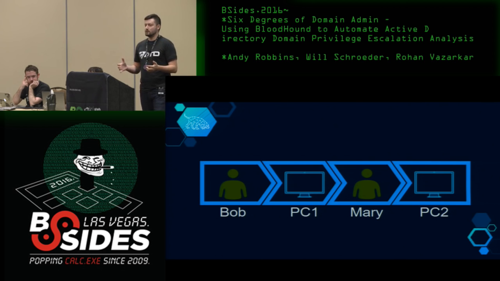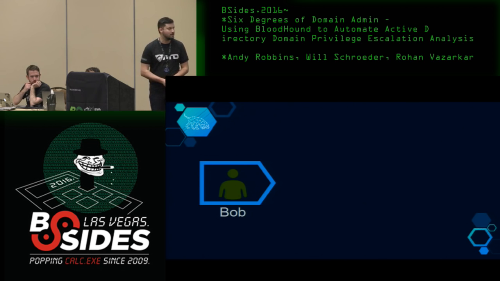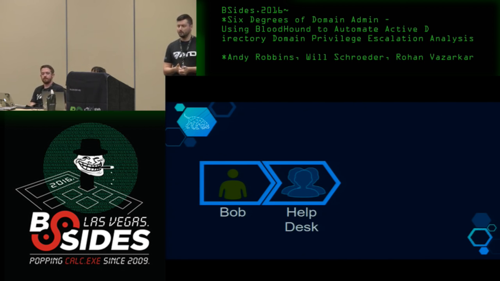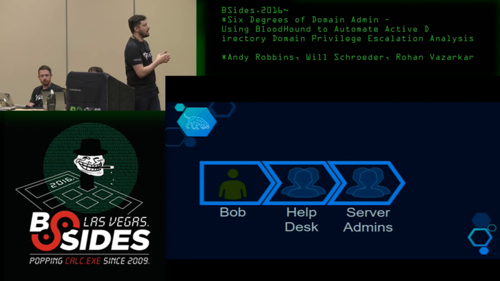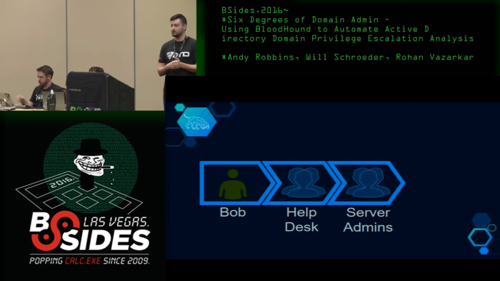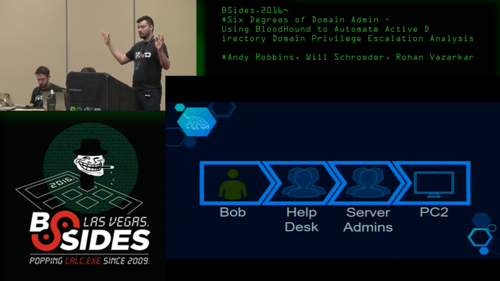Another way that this can happen is through security group delegation in Active Directory. So let's say that Bob is a member of a group called Help Desk. Let's say that Help Desk doesn't have any privileges in the environment. However, Help Desk is also a member of this group called Server Admins, which does have privilege in the environment. That delegation, that right, that privilege rolls downhill as you add groups into groups. So Bob is a member of that group. That group is a member of that group. That group has admin rights to PC2. Bob has admin rights to PC2. That makes sense so far?